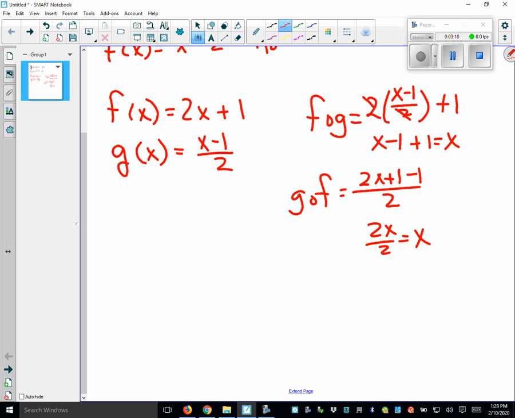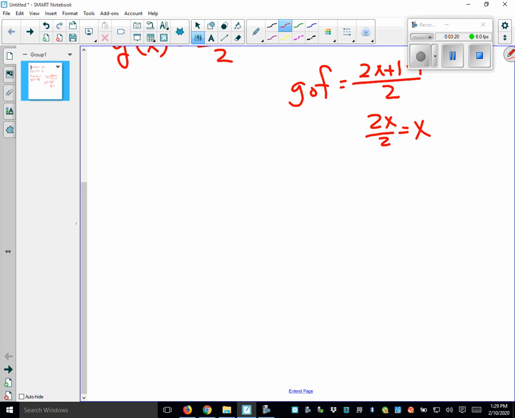Now, what if I tell you f of x is x squared plus 6? Find the inverse. How do I find the inverse? Switch x and y places. Do you all know that?